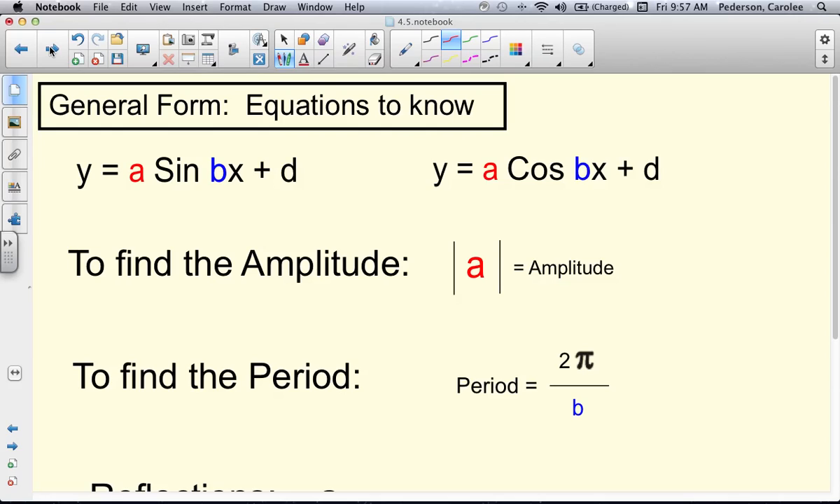The other two pieces are when you have reflections and when you have translations up and down, picking up the graph and moving it up, picking up the graph and moving it down. When you have reflections, you would have a negative A. And we'll show you those later in the graph. That's when reflections happen, when you have a negative A.